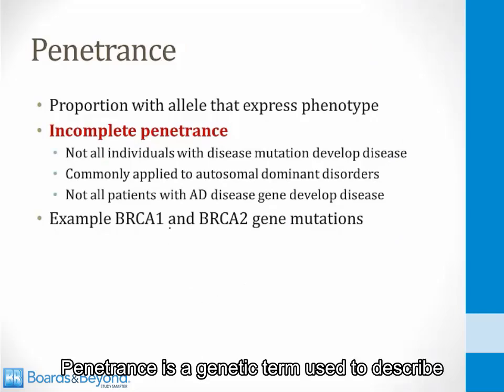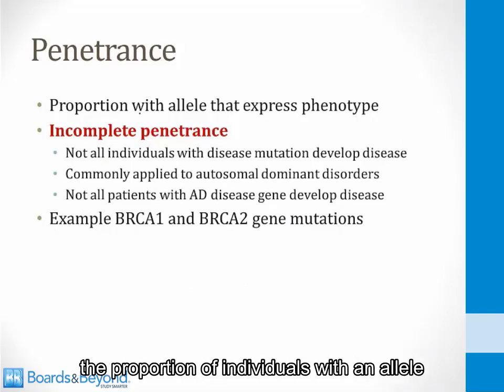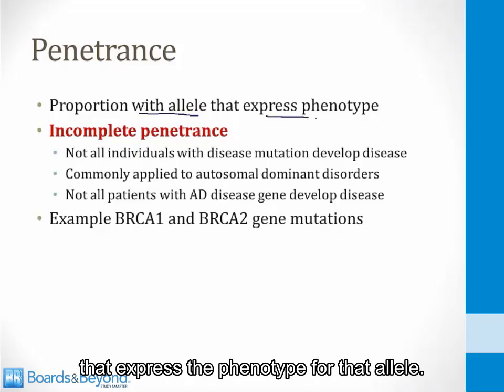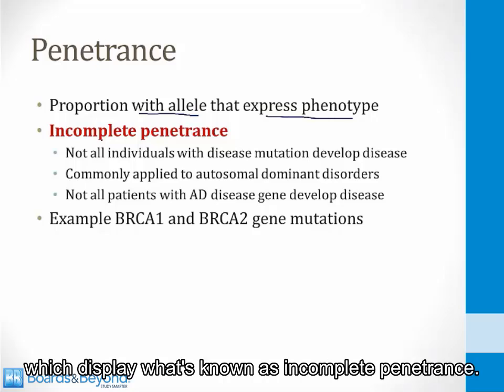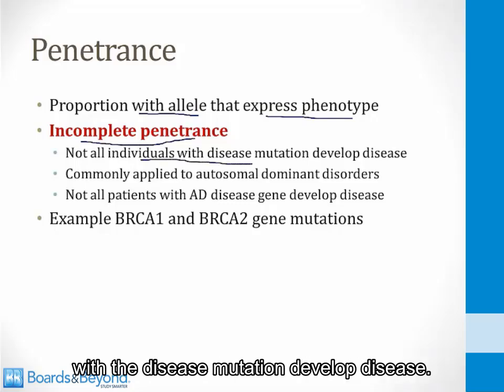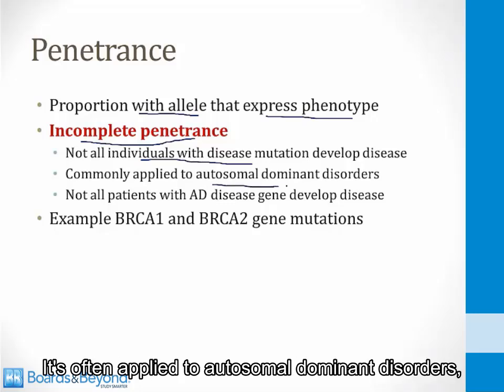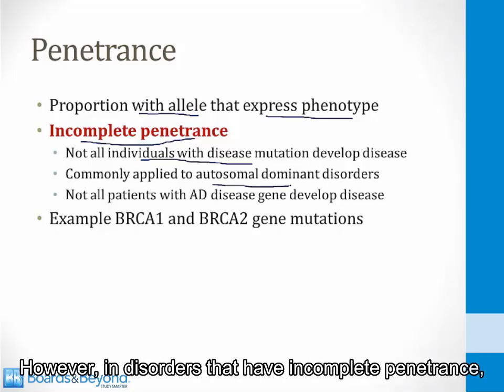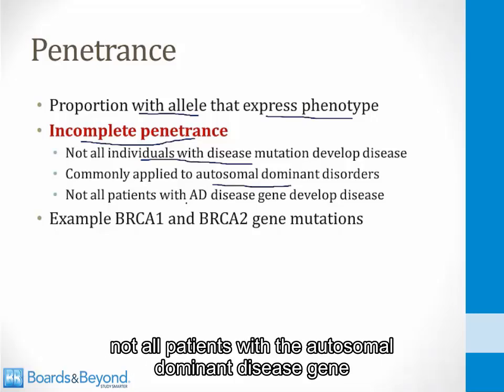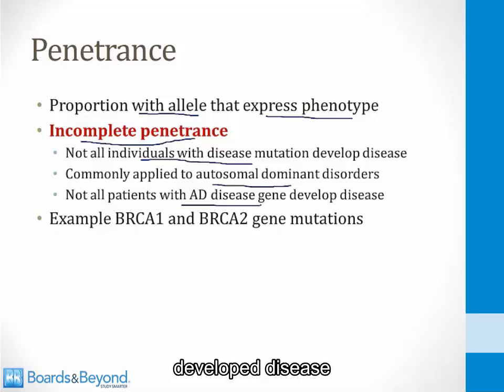Penetrance is a genetic term used to describe the proportion of individuals with an allele that express the phenotype for that allele. And there are a number of diseases which display what's known as incomplete penetrance. This means that not all individuals with the disease mutation develop disease. It's often applied to autosomal dominant disorders where you would expect everyone that carries the gene to have disease. However, in disorders that have incomplete penetrance, not all patients with the autosomal dominant disease gene develop disease.